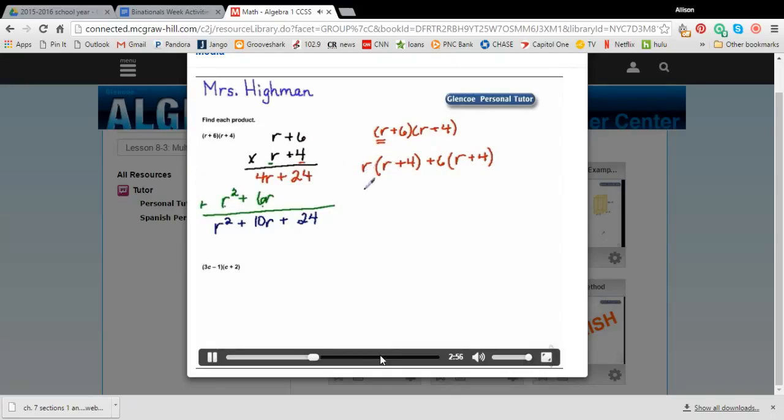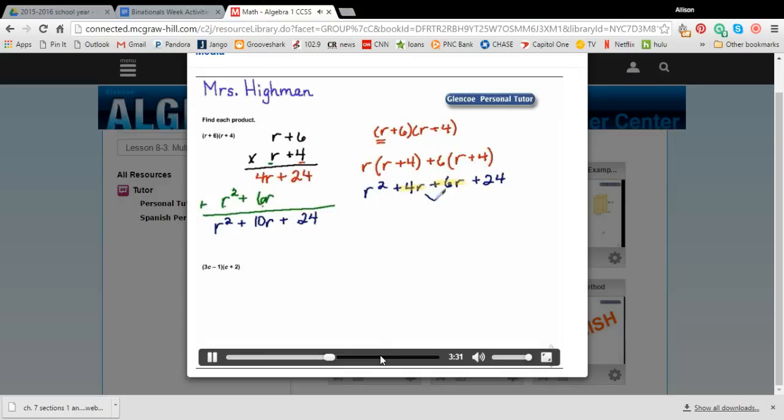Okay, so now we'll do that multiplication. r times r will give us r squared. r times 4 is 4r. Positive 6 times r is plus 6r. And 6 times 4 is positive 24. Now our last step will be to combine like terms. And we see here we have 4r plus 6r. Those are the two like terms that we have.